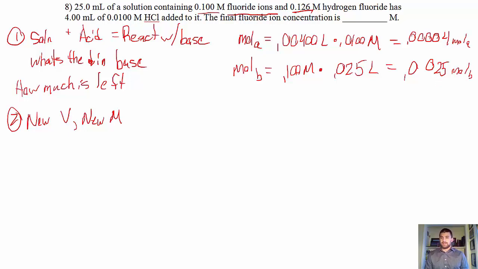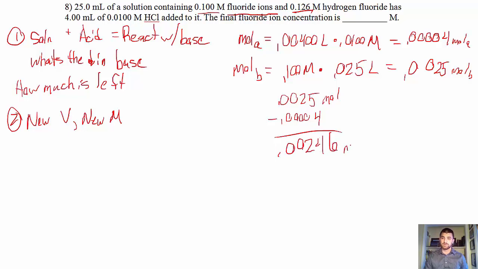So we're adding some acid. It's going to react with some of this base. So what we're really doing is we're taking the difference, figuring out how much base is left, right? So we added some acid. We had 0.0025 moles of our base. We added some acid, so we're going to lose that much base, and we're going to get 0.00246 moles of our base afterwards.